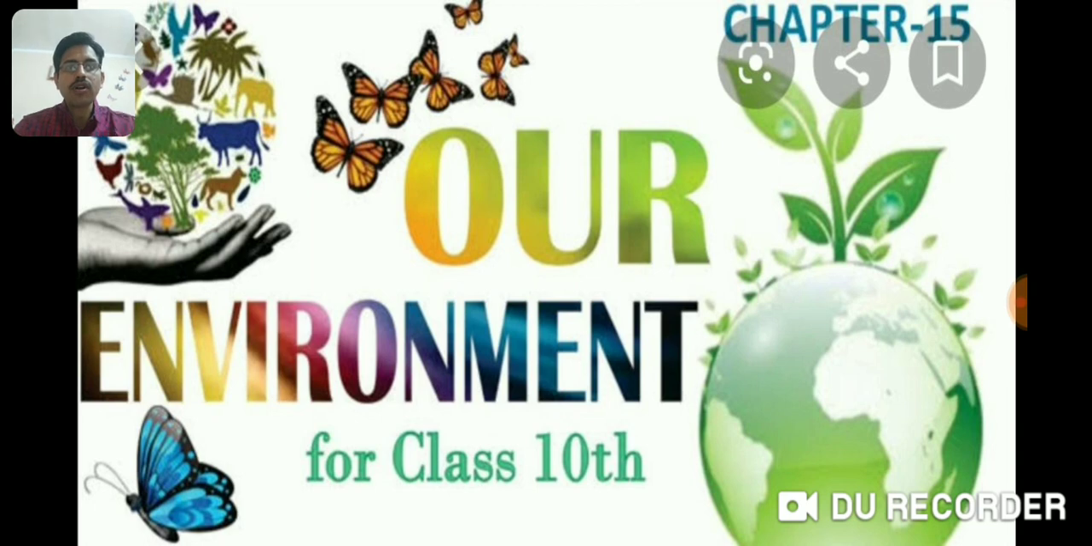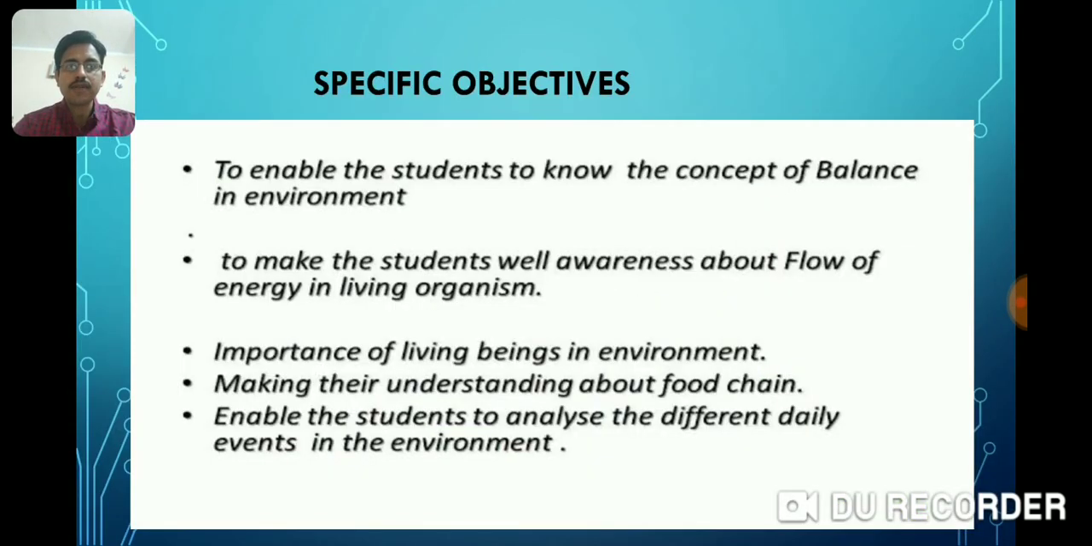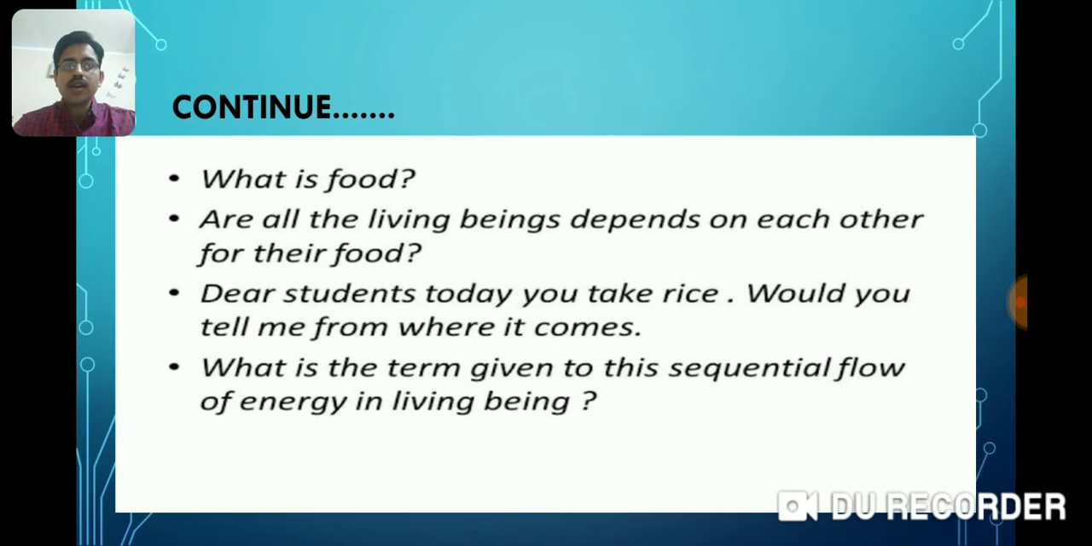First of all, we will talk about the specific objectives that we will attain through this chapter. After studying this chapter, you will be able to understand the importance of food, food chain, food web, and the flow of energy in the ecosystem. We will also talk about the dependence of different organisms on each other for food and the sequential flow of energy through them. So let's start with this chapter.